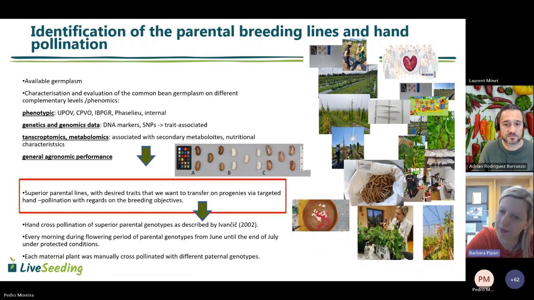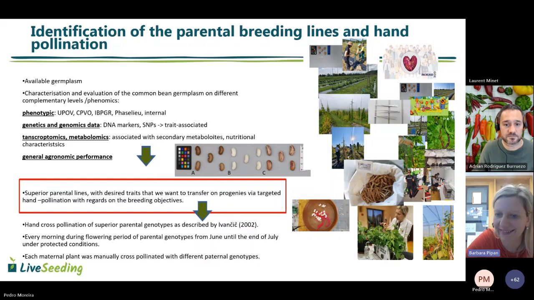Here we are doing a lot and collaborating a lot within different European projects which are dealing with the characterization and evaluation of the materials stored in gene banks and elsewhere around the world, so that we can use them in the breeding programs as well. So before, I mentioned the hand cross-pollination.